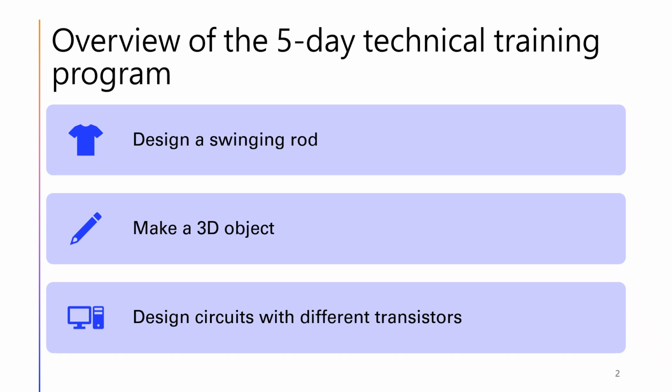First, I designed a swinging rod. Second, I made 3D objects. Third, I designed circuits with different transistors like PMOS and NMOS transistors.